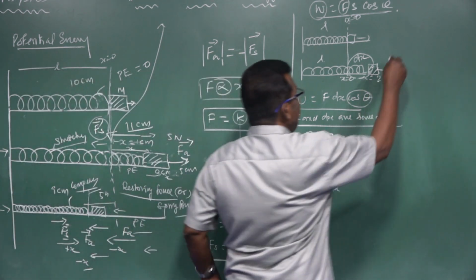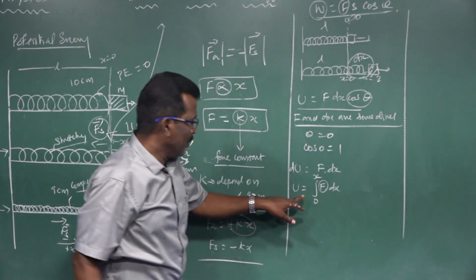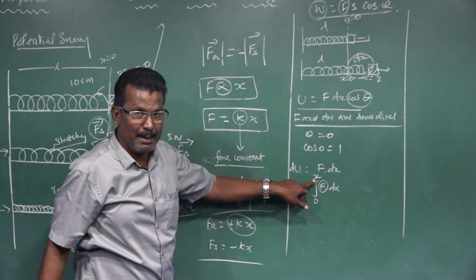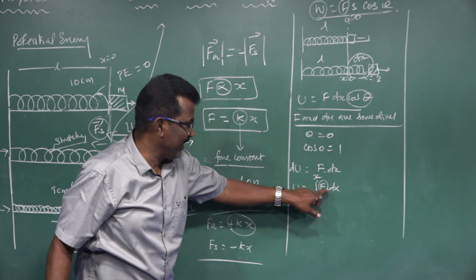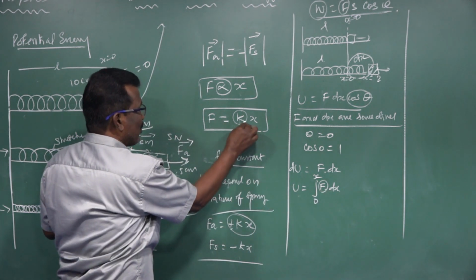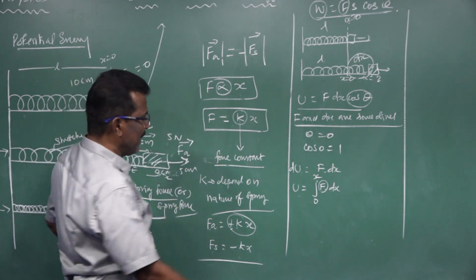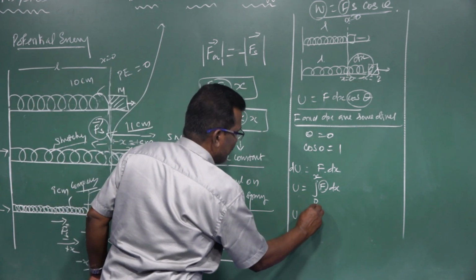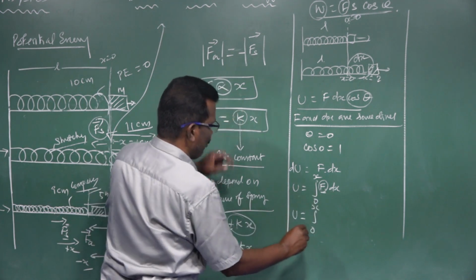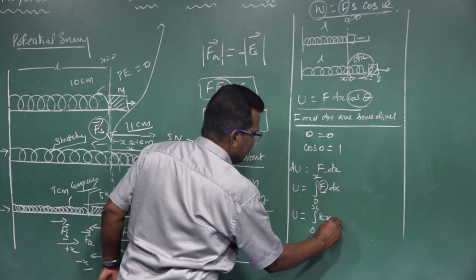Okay, let's see. U is equal to the integral from 0 to x. The limits are lower limit 0, upper limit x. F into dx, and we know that F is equal to k into x. So U is equal to the integral from 0 to x, and instead of F, you put kx into dx.